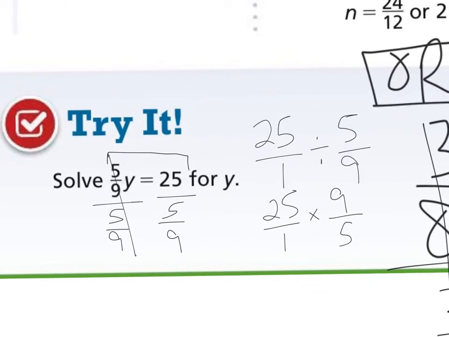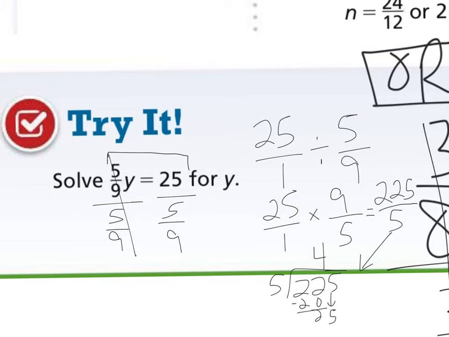So 25 times 9, we could think about if we had 9 quarters, that would be $2.25. 1 times 5 is 5. And then it's just a matter of dividing that out. So 225 divided by 5, 5 goes into 22 4 times, good. And 5 goes into 25 5 times, good. So our answer would be y equals 45.